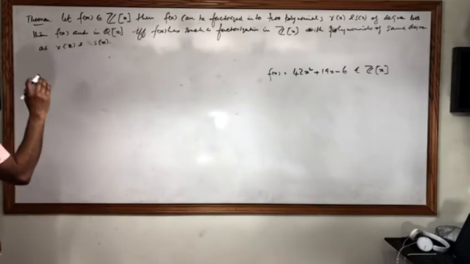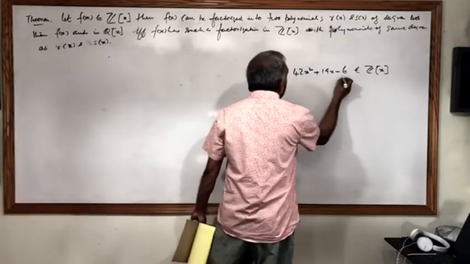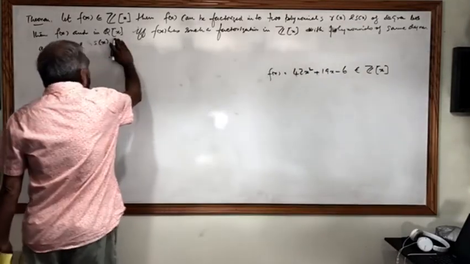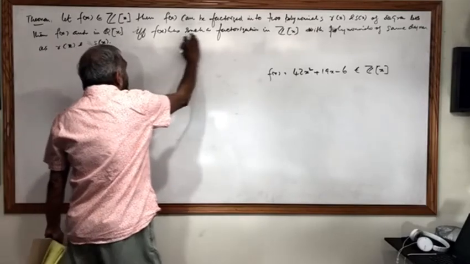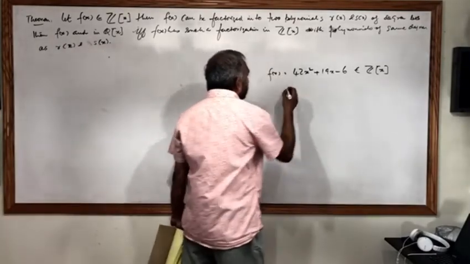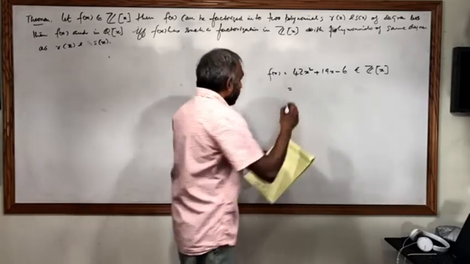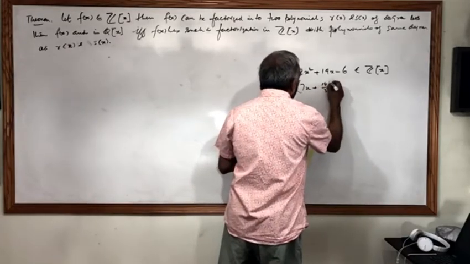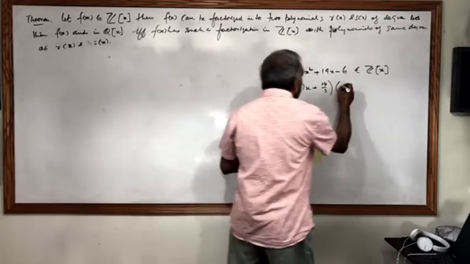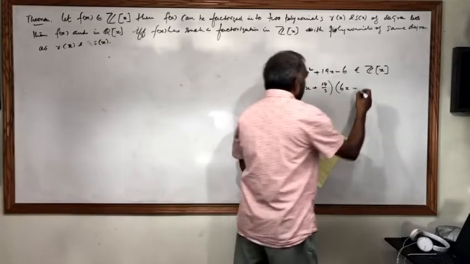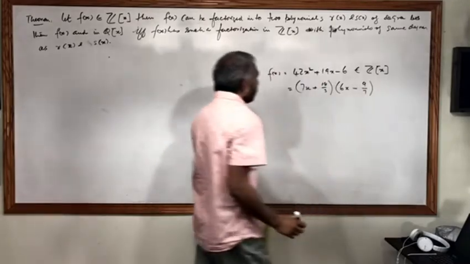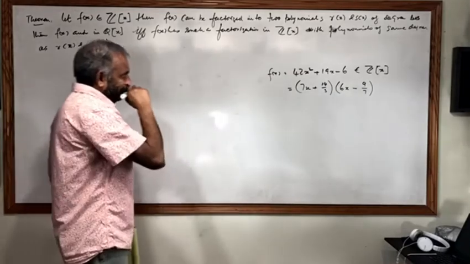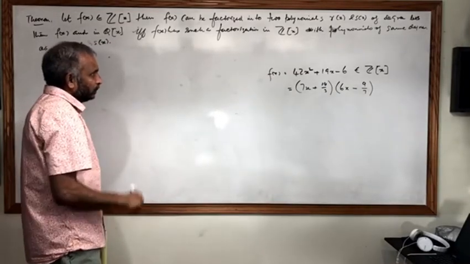Now the theorem says that this can be factorized into r(x) and s(x) in Q[x] if and only if it has such a factorization in Z[x]. So this can be factorized into (7x + 14/3) times (6x − 9/7). If you multiply this, you will get this. Okay?